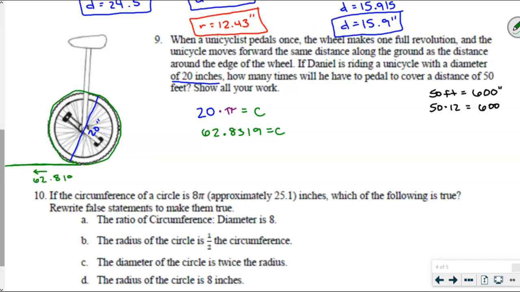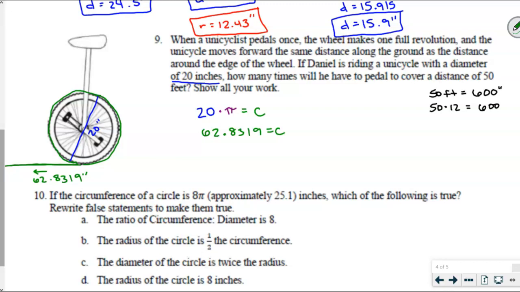62.8319 inches, Mrs. Proctor. Yes, that is correct. Thank you for being engaged, students. 62.8319 inches is how far that unicycle has traveled. Have we answered the question? No. Zuri, go ahead and finish it up.